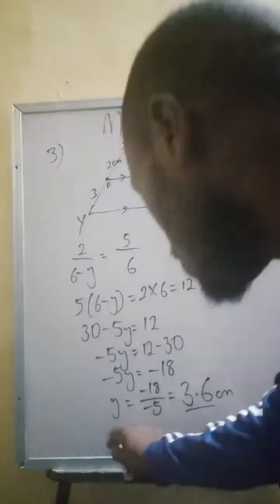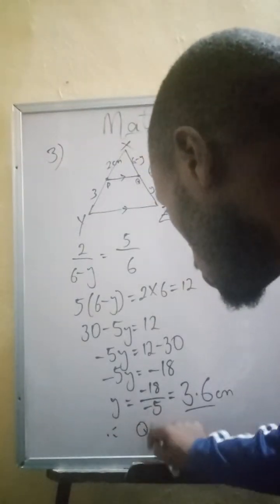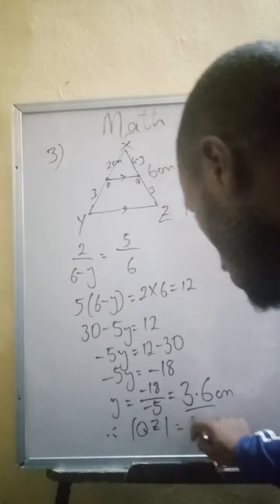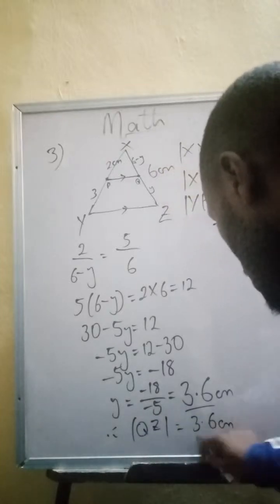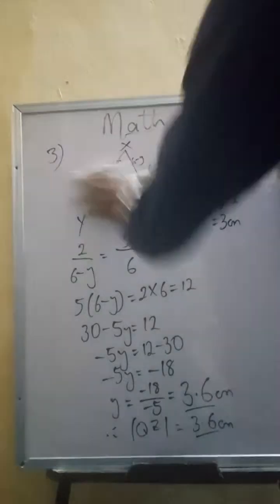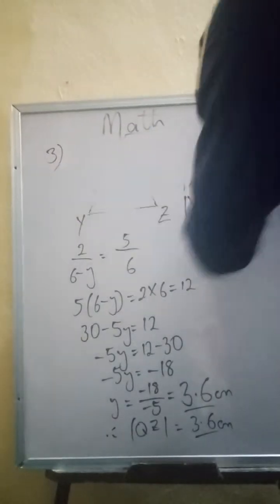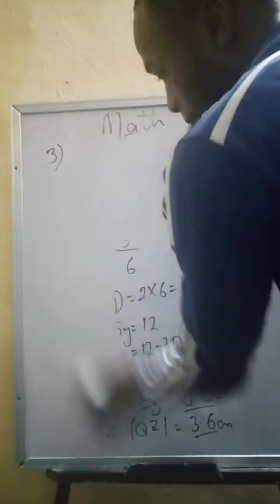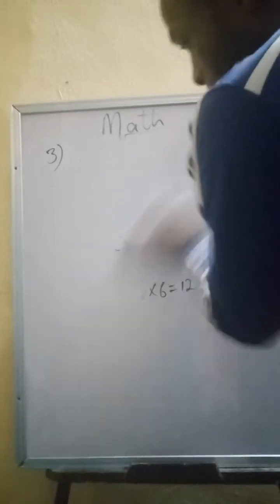I could simply say therefore QZ equals 3.6 cm. That's our number 3. So we'll move on to number 4.